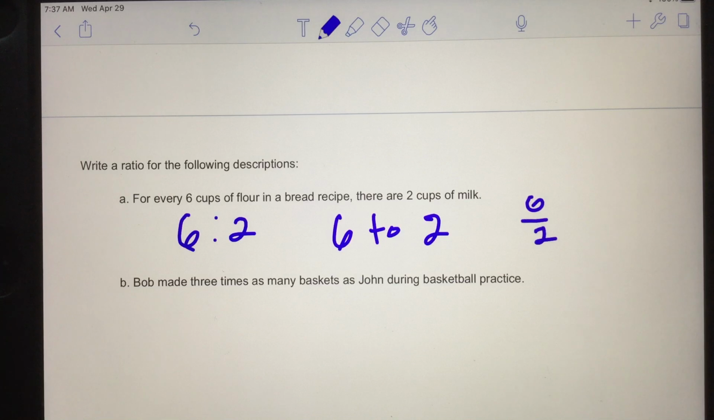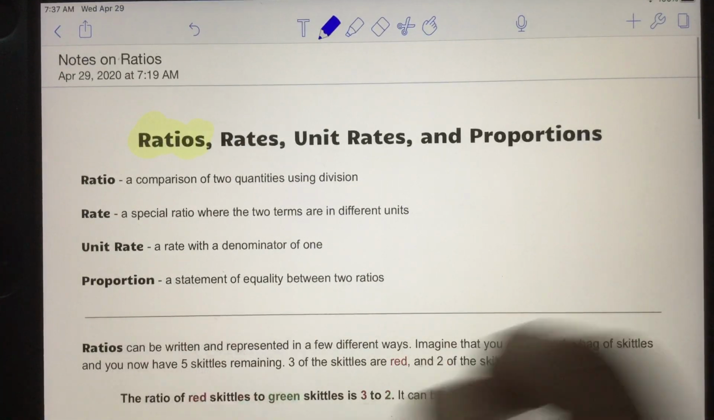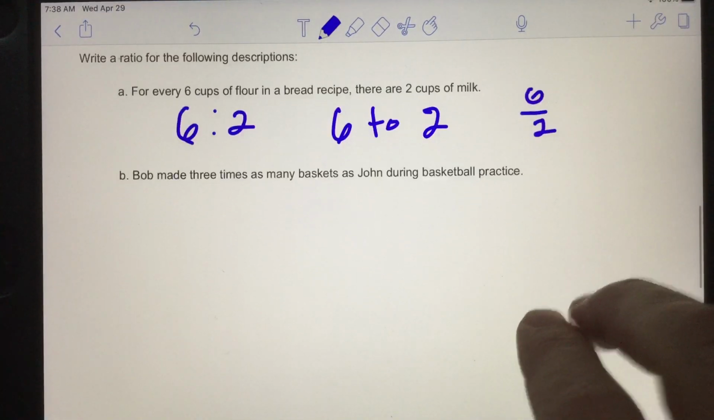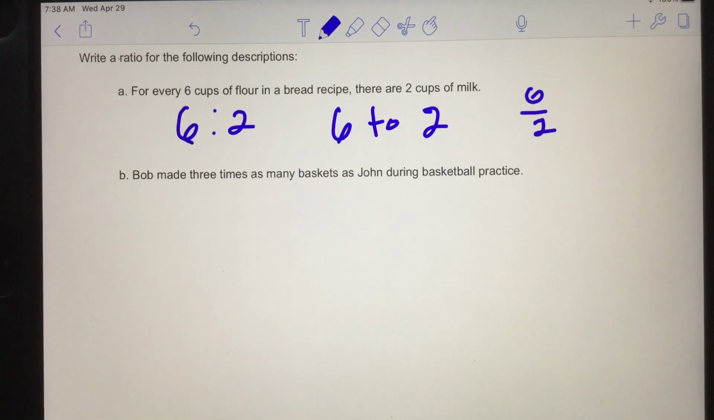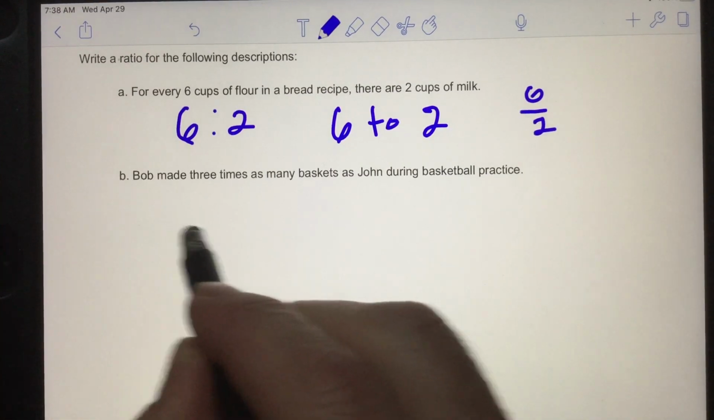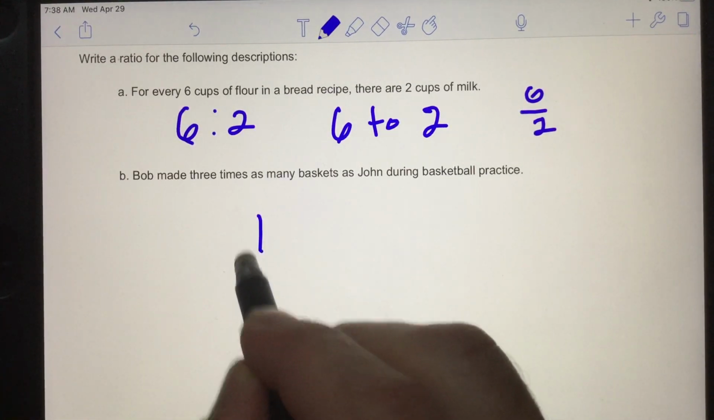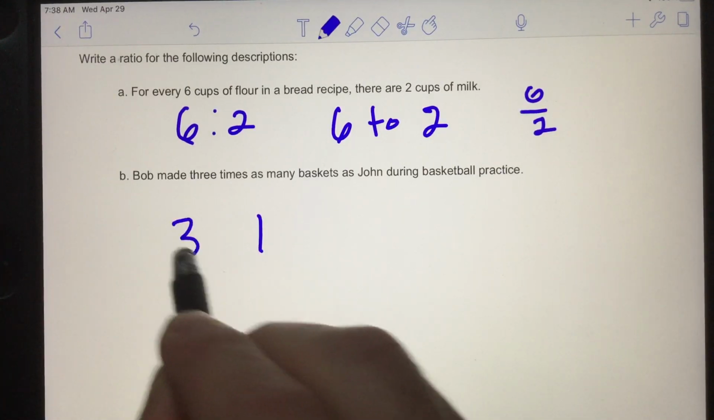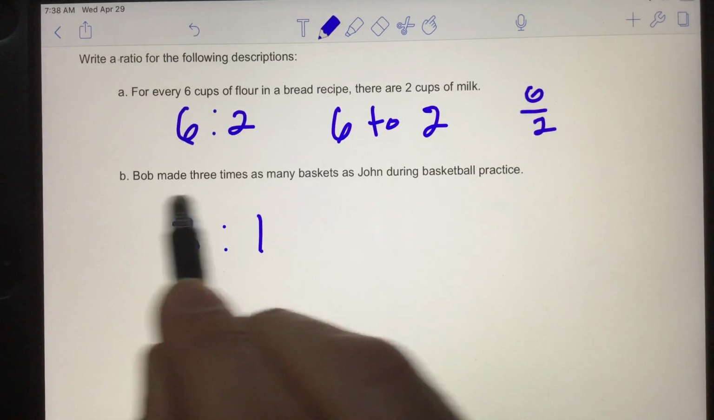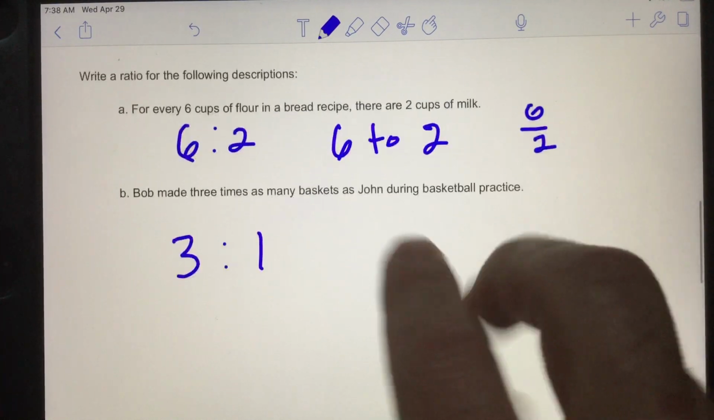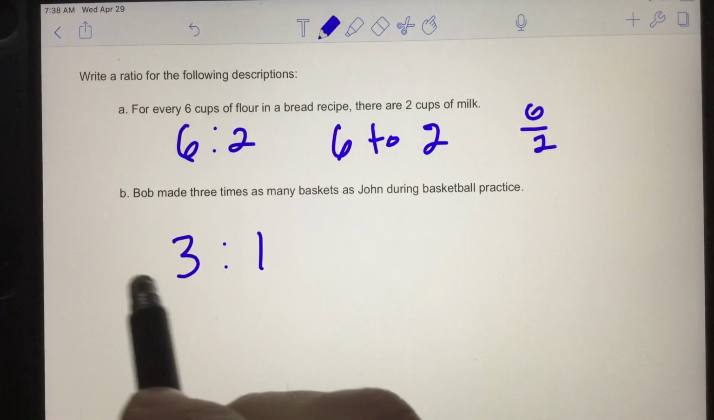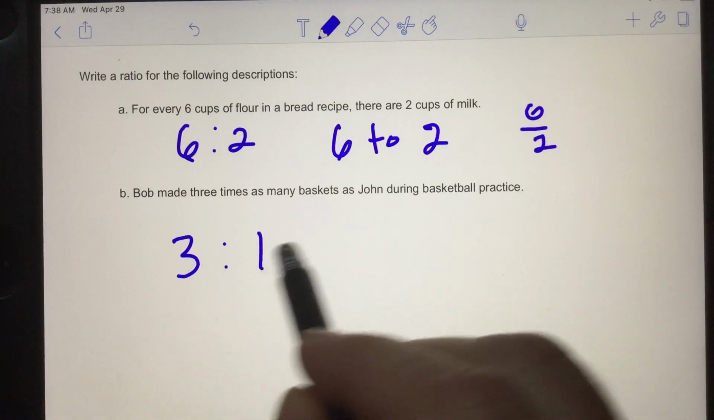the colon, right? Bob made 3 times as many baskets as John during basketball practice. Now, it doesn't tell you how many John made. So this is really leading into the next piece here on proportions, right? And making some equivalent fractions. And it really doesn't matter how many John made. Bob made 3 times as many. So if you just started out as John made 1, okay, and then Bob made 3 times as many, the ratio of Bob to John, and it doesn't really say that, it's kind of a poorly worded question, but the ratio of Bob to John would be 3 to 1.